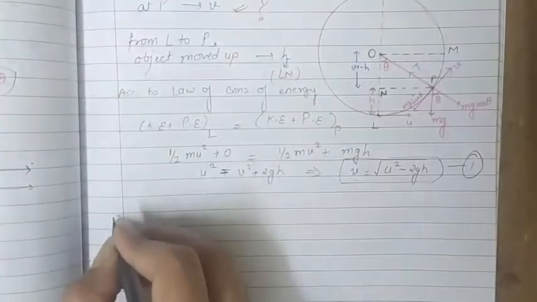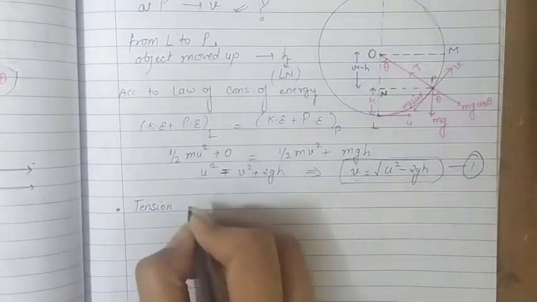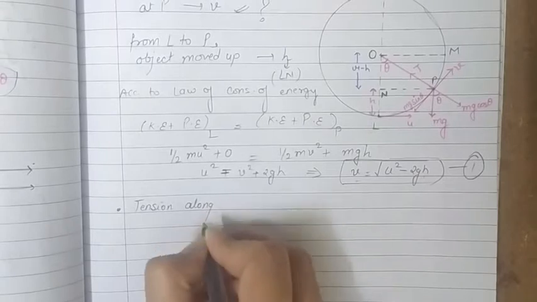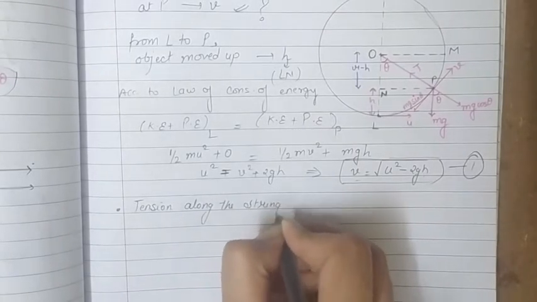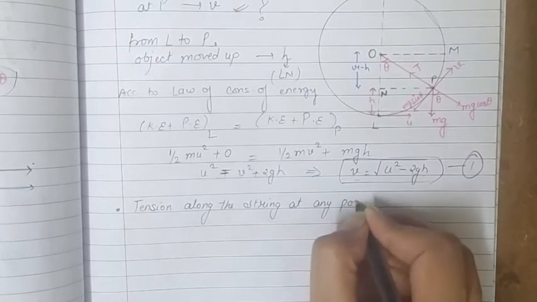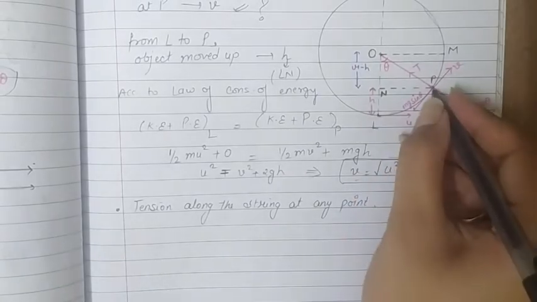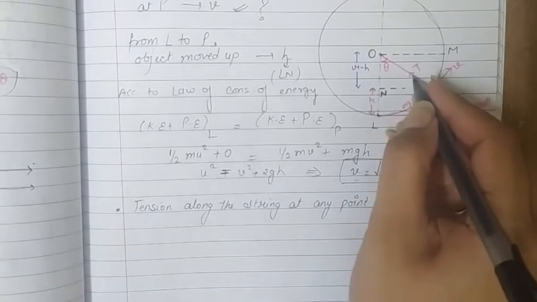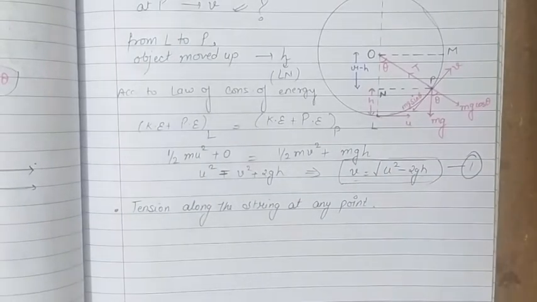This was velocity, and now the second thing is tension along the string at any point, right? So again we have considered the general point P. हम इसी point पे tension भी calculate करेंगे. So this is T, and we have to find the tension T at point P.